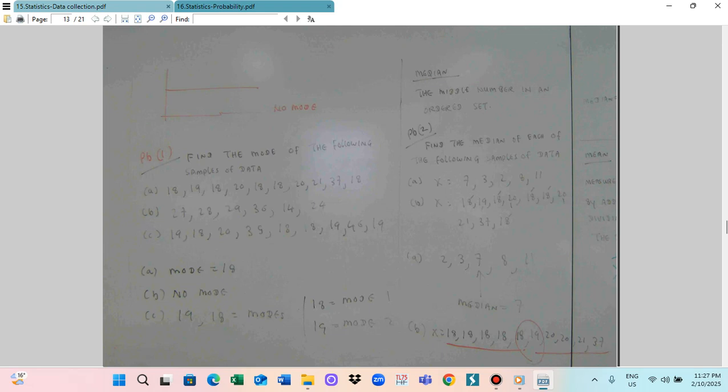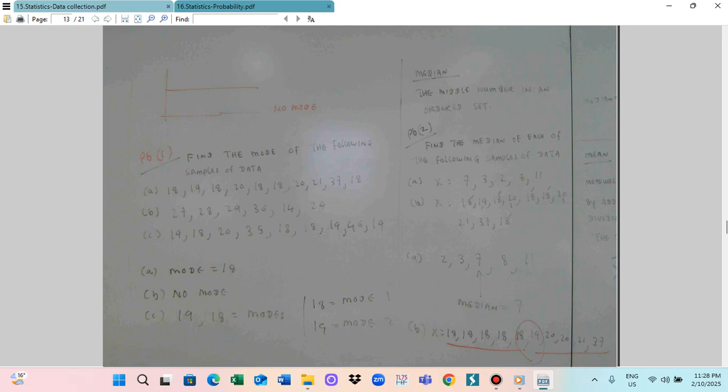Okay, find the mode of the following sample of data. So we have to find the mode. First thing, you have to count. You see 18, how many times does it happen? How many times do you find 18? 1, another 2, 3, 4, 5. So 18 happens 5 times. 19 only 1 time, 20 happens 2 times, 21 only 1 time, 37 happens only 1 time. So 18 happens 5 times. In this case, the mode is 18. So mode is equal to 18.